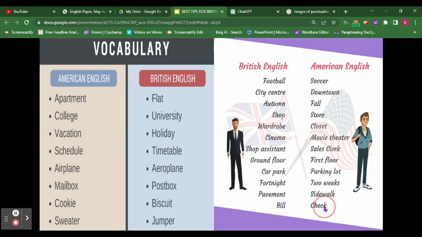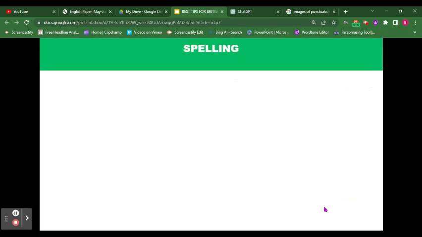Now moving forward, we want to look at the spelling differences. And of course, you need to understand that spelling is perhaps the most obvious and prominent difference between British and American English, because you could easily think that somebody has spelled something wrong if you came across British English when you are used to American English and vice versa.